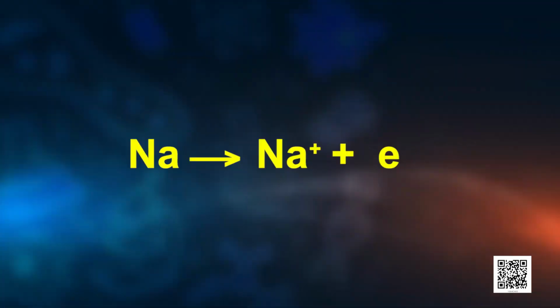Now, tell me, how will you show this in writing? Well, yes, see here, you will write it like this, that Na gives Na plus and it loses one electron. Now keep this electron in mind. This is very, very important. And where does this electron go?